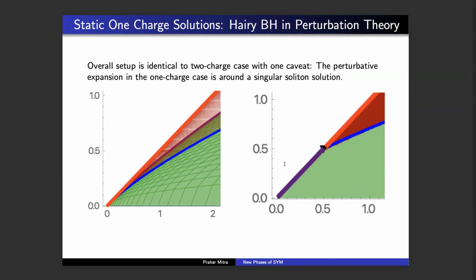We do the perturbative expansion around this point, but the only caveat being that this black dot in the case of the 1-charge case is a singular soliton. So we're sort of doing a perturbative expansion around a singular solution, but we can deal with it because we can hide the singularity behind the horizon. There are extra tricks that need to be taken care of, but it can be done. Okay.